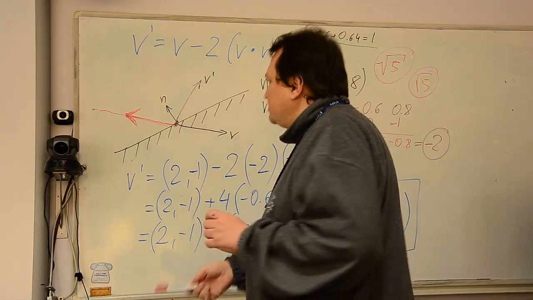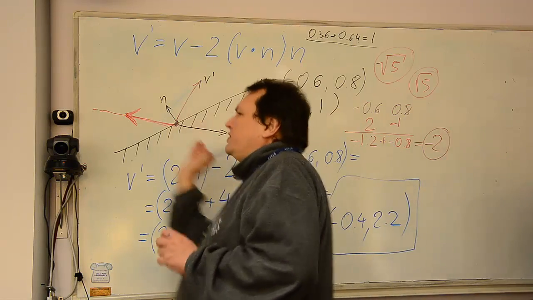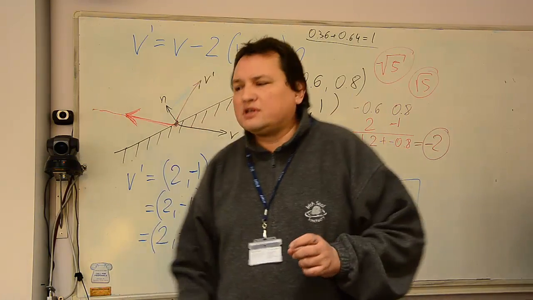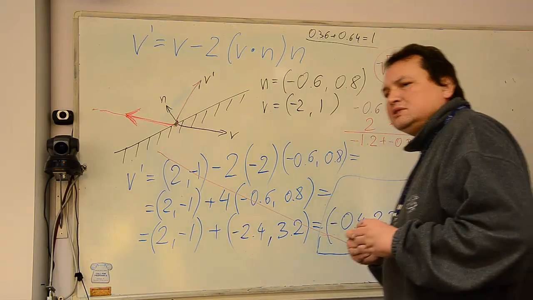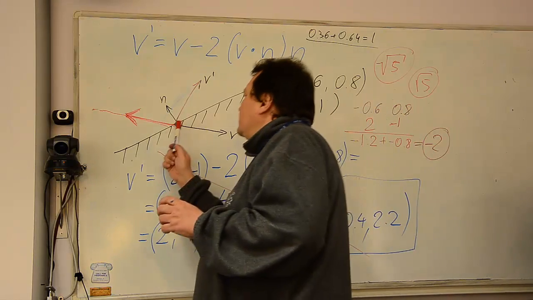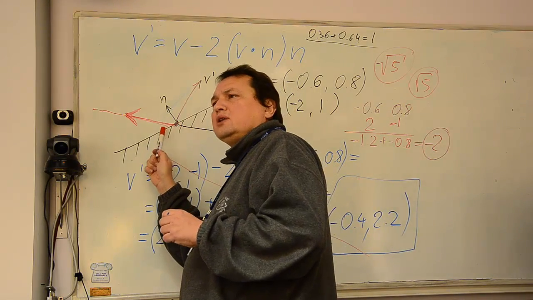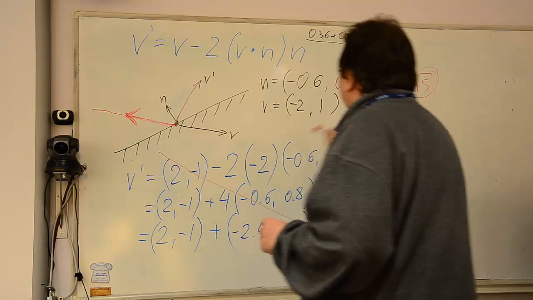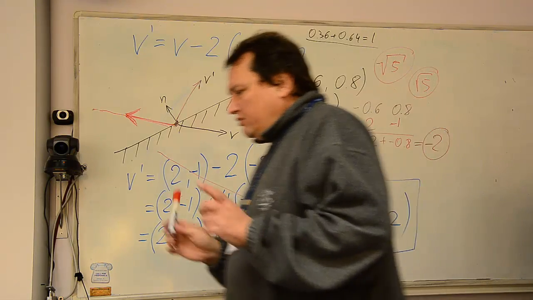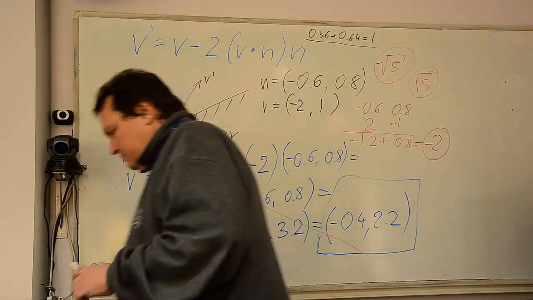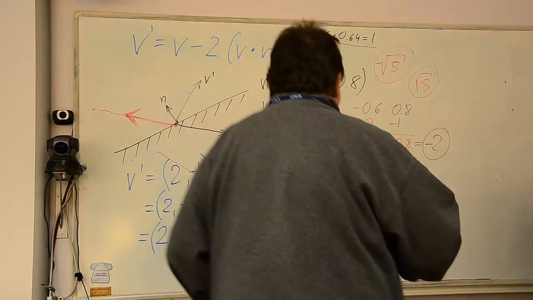What does it mean? This means that this object is actually flying away from the surface. In this case, all these calculations wouldn't make any sense, because we actually don't have any kind of collision here with this kind of velocity. This means one very important thing.